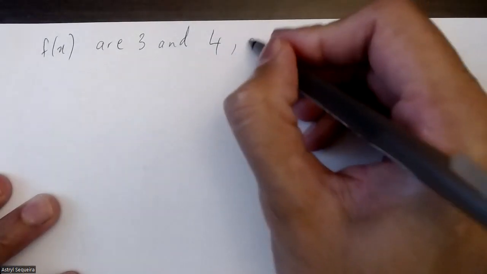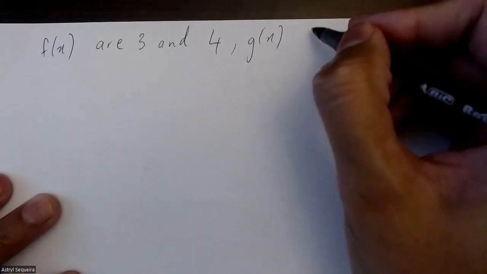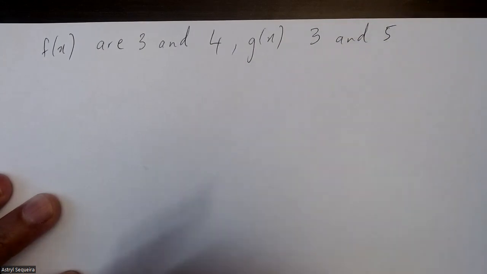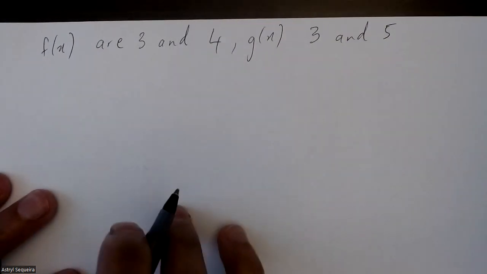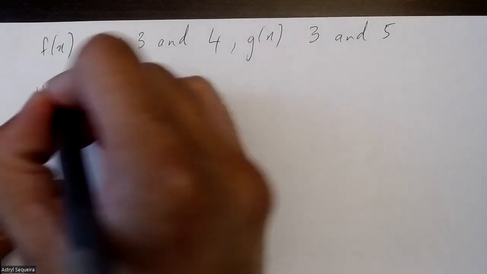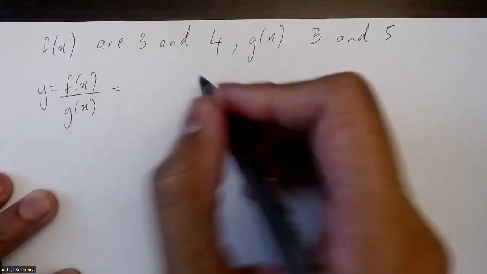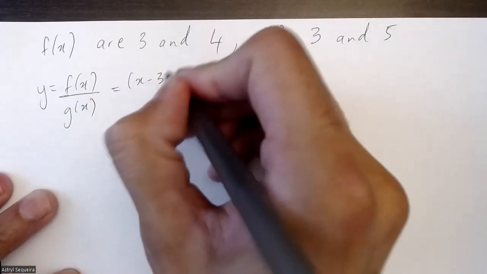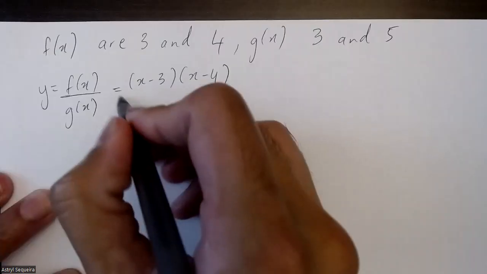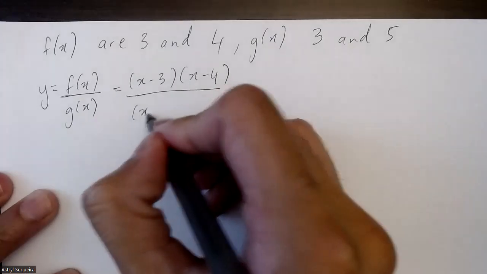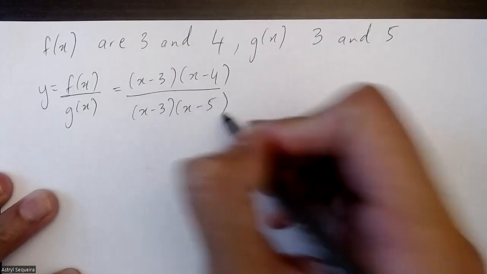Fifth question, the zeros of a function f of x are 3 and 4. So these are the x-intercepts, and the zeros of the second function, g of x, are 3 and 5. What are the zeros of the function f of x over g of x? So for f of x, I can just write my function as x minus 3 times x minus 4. And for g of x, it's x minus 3 times x minus 5.